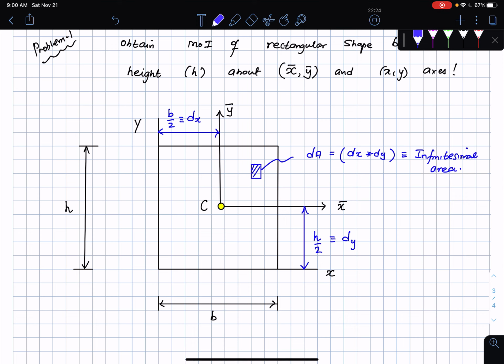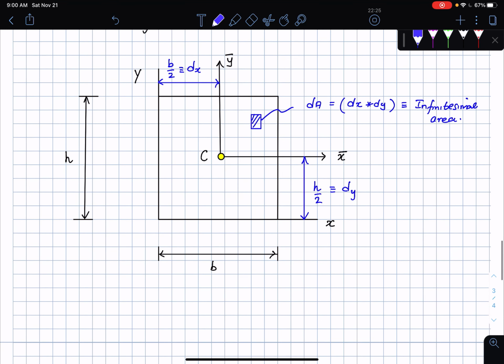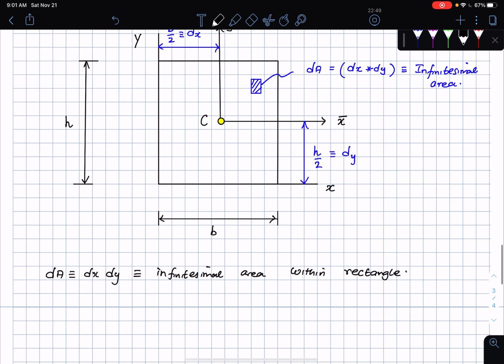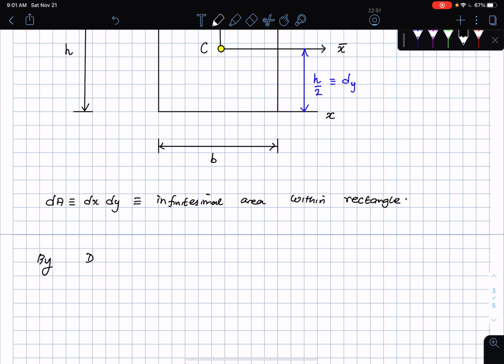Okay, then what I can say is the following by the definition of the moment of inertia, right? So dA is an infinitesimal, dA is dx multiplied by dy, an infinitesimal area within the rectangle. Then by definition, Ix bar is going to be the following.